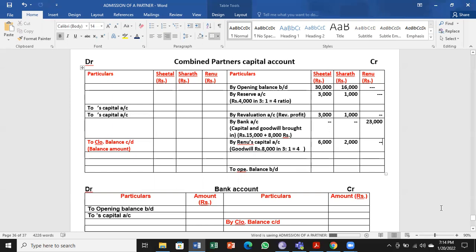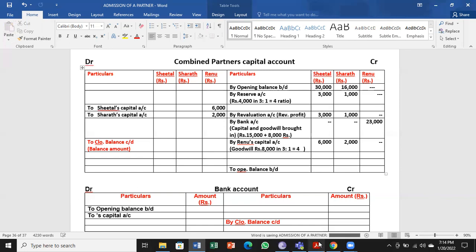So 6,000 rupees and 8,000 rupees. This has to be debited again to Renu, because Renu is giving that to the other partners. It is deducted from Renu's capital account. That is, to Sheetal's capital account 6,000, to Sharath's capital account 2,000. It has to be deducted from Renu. Renu is giving that goodwill to the new partners.